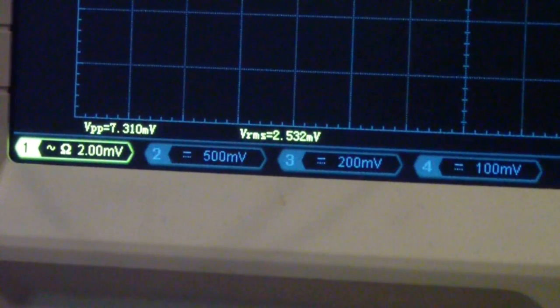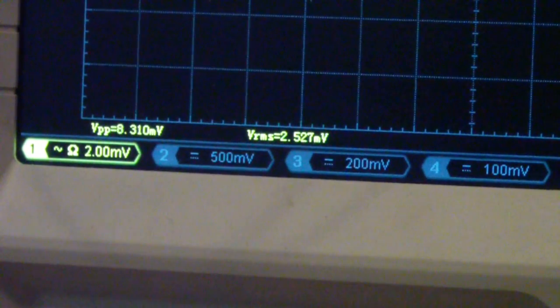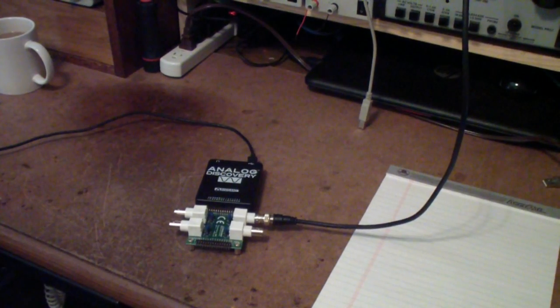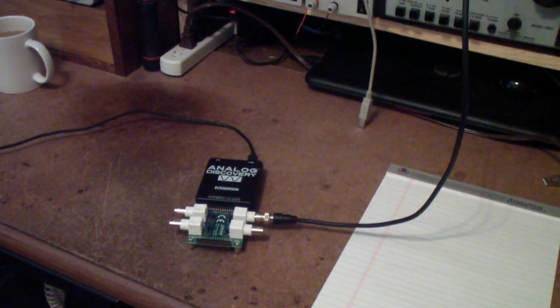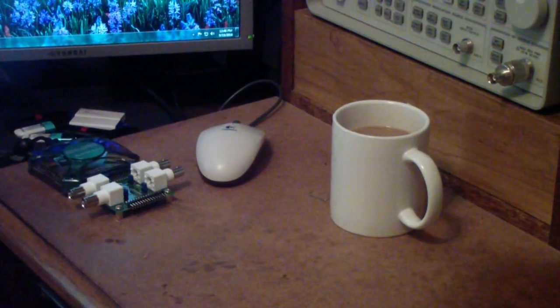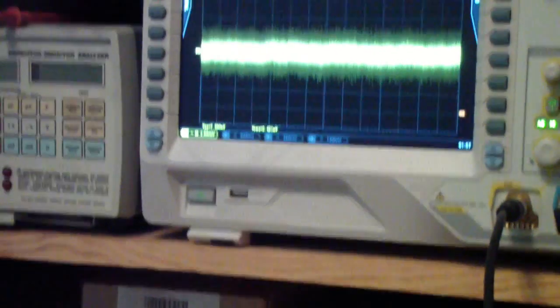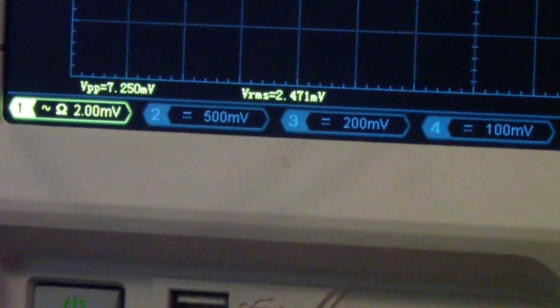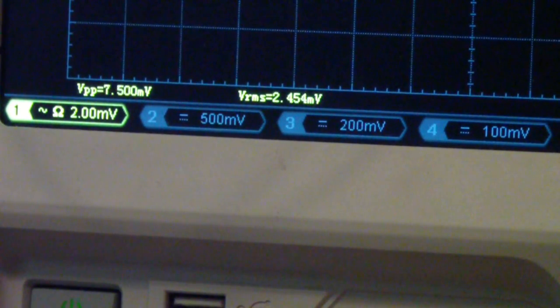There is some sensitivity to the placement of the Analog Discovery on the desk. When I move this around on the desk, I can get a 0.1, 0.2 millivolt or 100 to 200 microvolt difference in the RMS measurement. And so the first thing I'm going to do is write down this noise level that I find on the scope right now, which is about 2.5 millivolts RMS. And then I'm going to go from there.